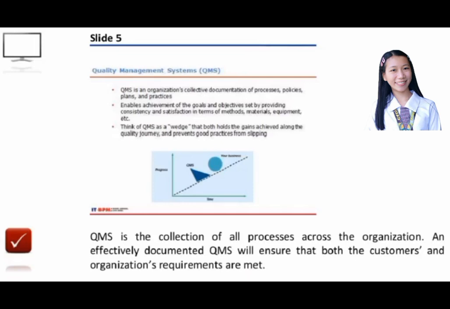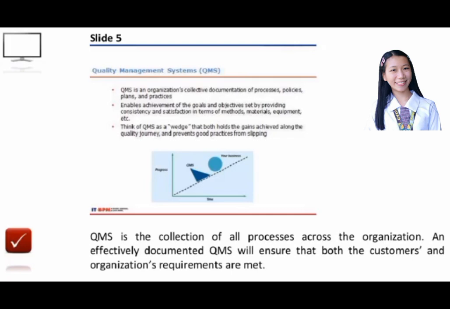Quality Management System. This slide introduces quality management systems as an organization's collective documentation of processes, policies, plans, and practices. It emphasizes that quality management system enables the achievement of goals and objectives by providing consistency and satisfaction in terms of methods, materials, and equipment.